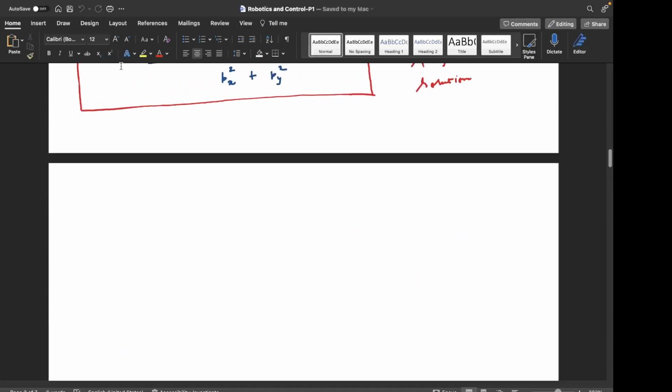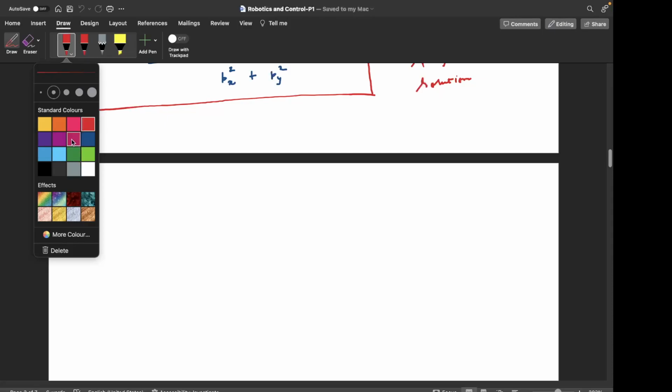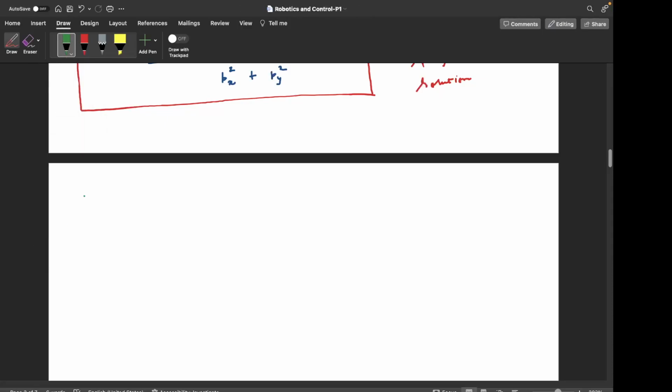Now let's move on to a different topic, which I would like to discuss today. So this is about the control of manipulators, right? So basically, we have generated a trajectory and we would like to follow that trajectory as close as possible. So how to formulate a control law so that our manipulator follows a given trajectory?